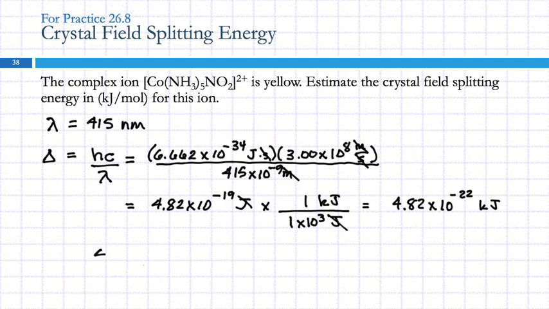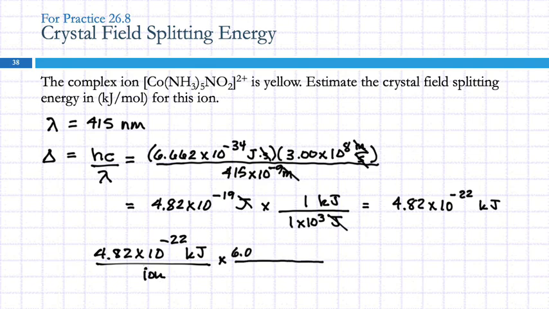So we've got 4.82 times 10 to the minus 22 kilojoules per ion. We're going to need Avogadro's number. There's 6.022 times 10 to the 23rd ions in 1 mole of ions.